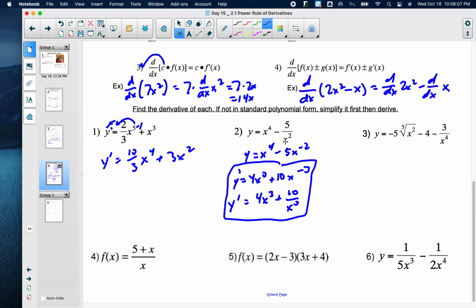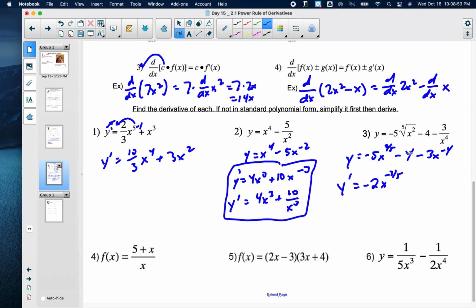Okay. So if we have a fraction, we make the exponent negative to do the power rule. If we have a radical, we should make that into an exponent as well. So I should rewrite this. Y equals negative 5, and then the 5th root of x squared is really x to the 2/5. And then I have a minus 4, and then I have a minus 3x to the negative 4th. So now everything's on the same line. Everything's to a real number power. So then I follow my rules. Y prime equals, multiply negative 5 by 2/5, so that should give me negative 2. And then subtract 1 from 2/5, so that's x to the negative 3/5.